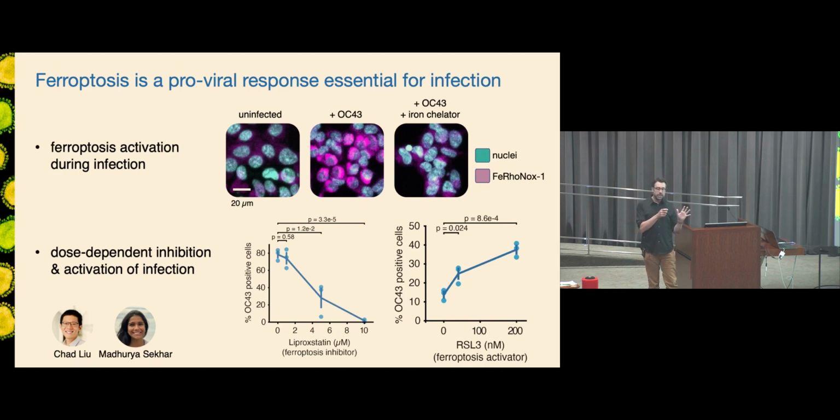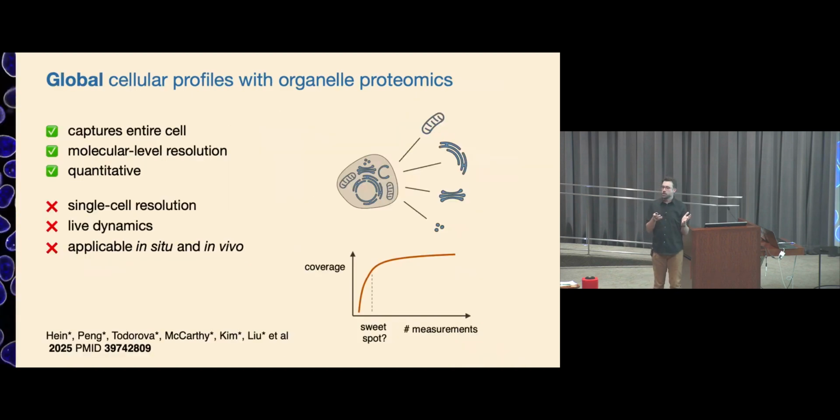Okay. So I hope I convinced you that this one solution of reducing the dimensionality of the cell, and here looking at the composition of different organelles, is an interesting way to get global cellular profiles, and more importantly, really illuminated for us some really fundamental cell biological mechanisms. And there are many advantages to this method, including this molecular level resolution that I just mentioned to you.